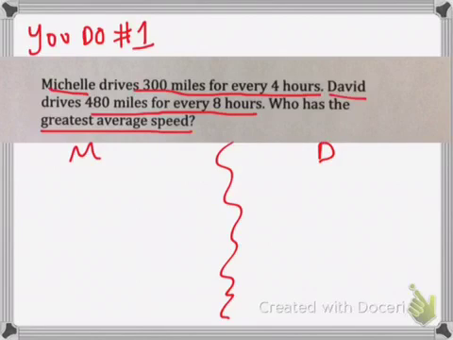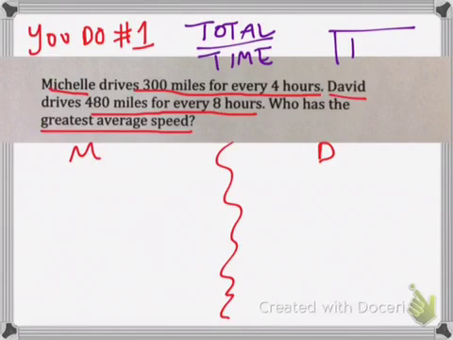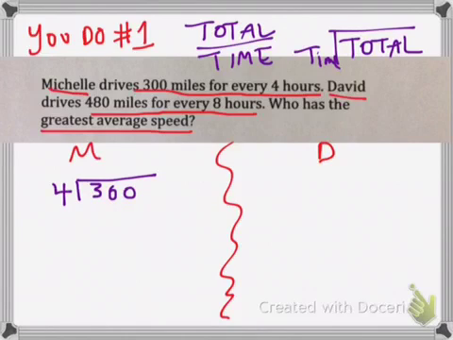Remember that my formula is total divided by time. When we work it out, total divided by time. So Michelle is 300 miles for every 4 hours. And then David, 480 miles for every 8 hours. So then again, we just simply divide.